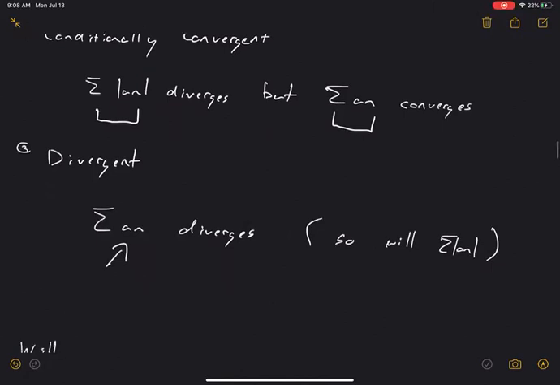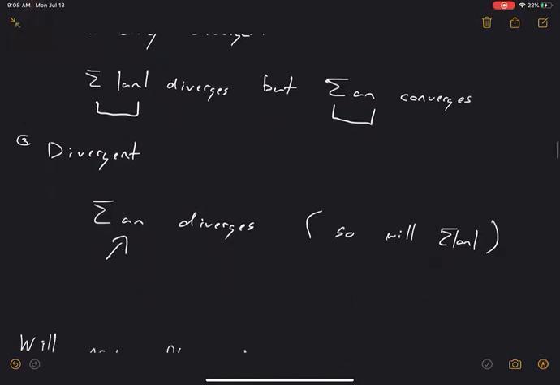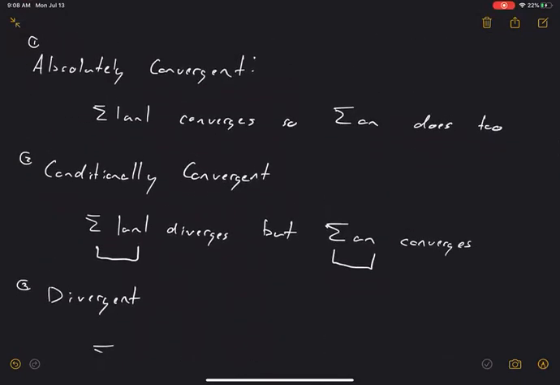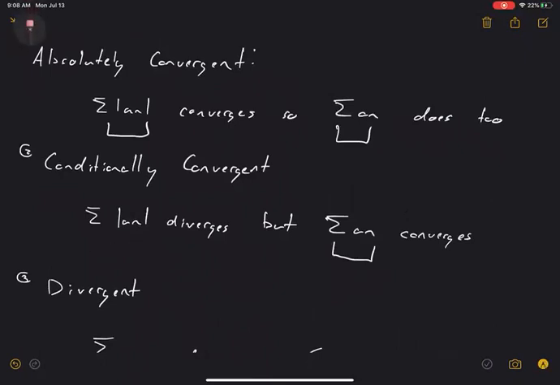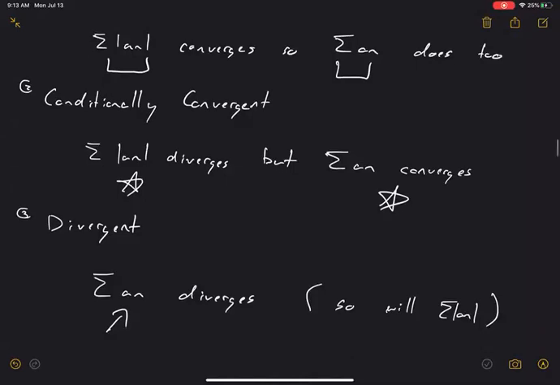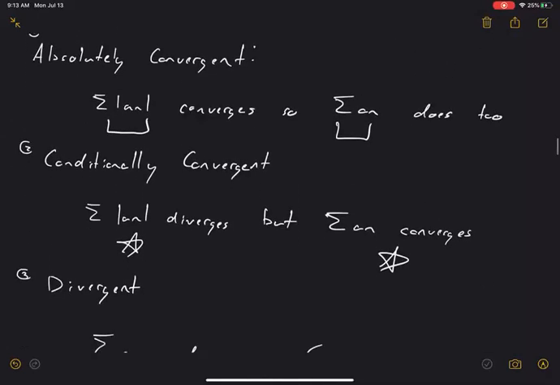But if this series diverges, then that series of absolute values also has to diverge. Okay, so then we have these three possibilities. Absolutely convergent, so you can think of it as everything converges. Both of these converge. Conditionally convergent, this diverges, but this converges. And then divergent, everything diverges. All right, so we have these three possibilities for a series.